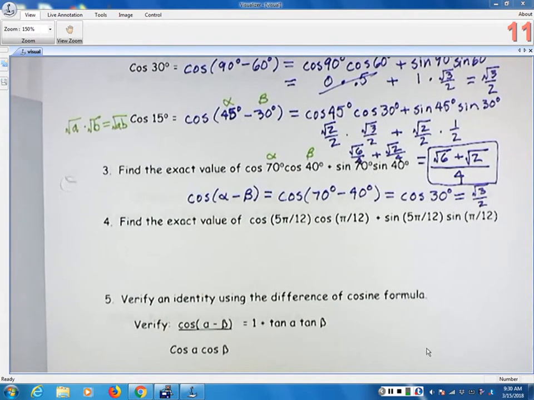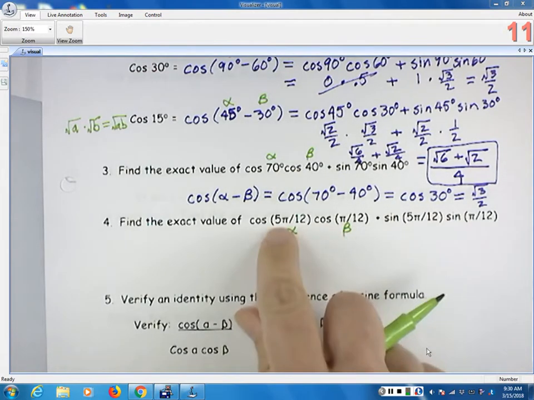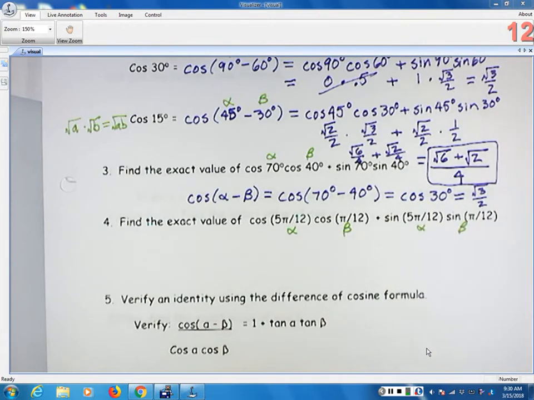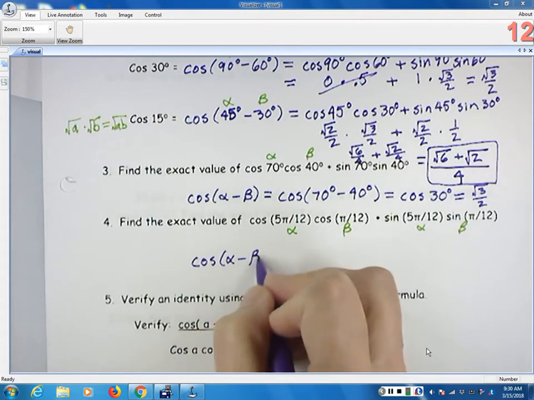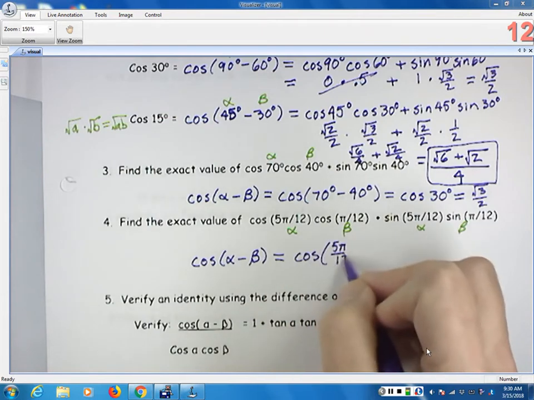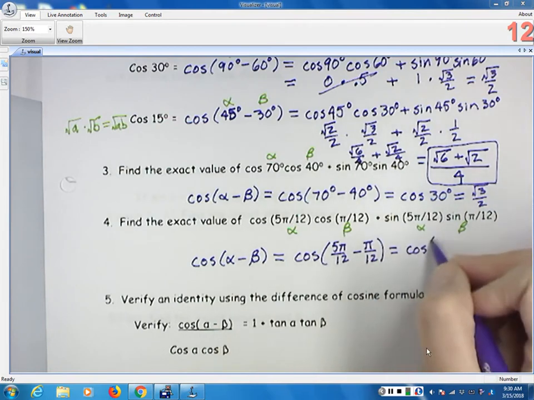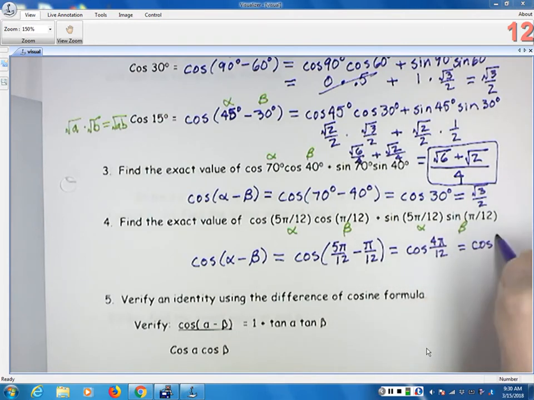But now, these were degrees, this is in radians. We can see those pi's. Find the exact value. So here's our alpha. Here's our beta. We have two cosines multiplied together and two sines multiplied together. This is alpha and beta. So this is cosine of alpha minus beta, which is cosine of 5 pi over 12 minus pi over 12, which is cosine of 4 pi over 12, which is cosine of pi over 3.